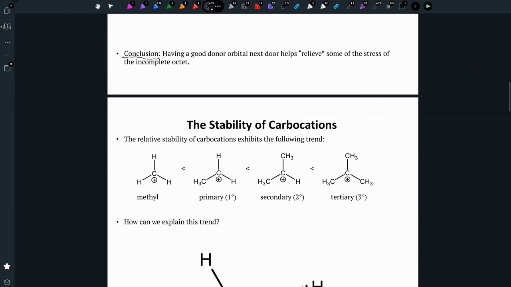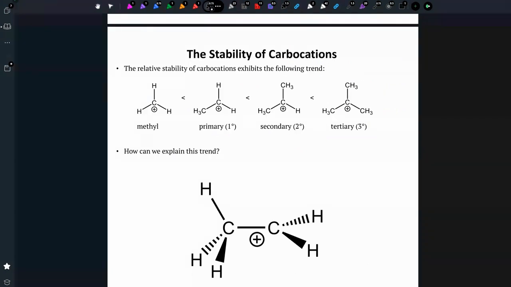Things are a little more complicated, though, if we consider situations where there is no pi bond next door or no lone pair next door. Turns out we still see differences even when the neighboring groups don't have lone pairs or pi bonds. So on this slide, I'm comparing a methyl carbocation versus a primary carbocation, meaning bonded to one other carbon.